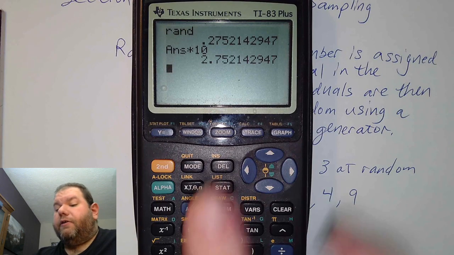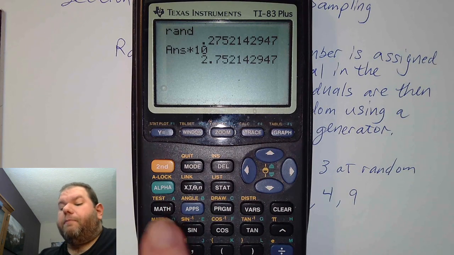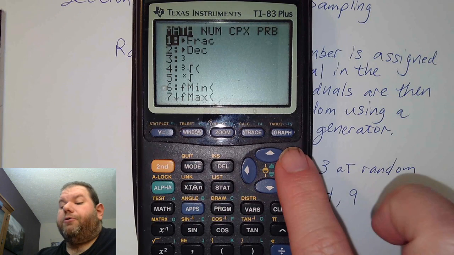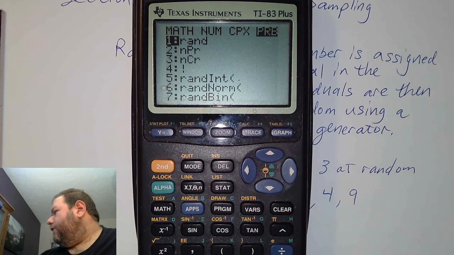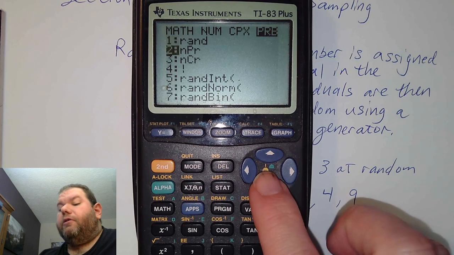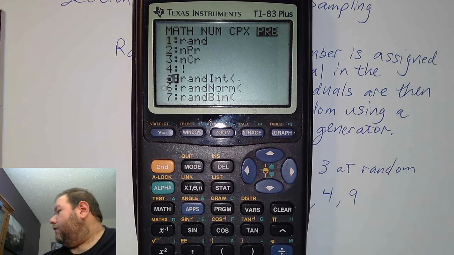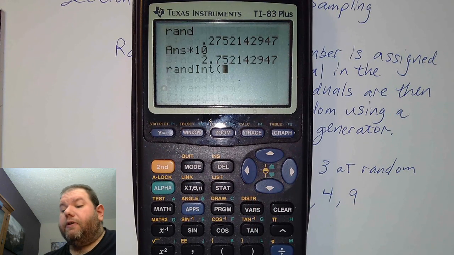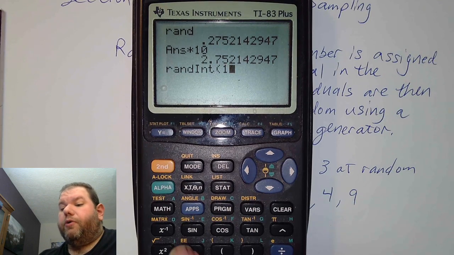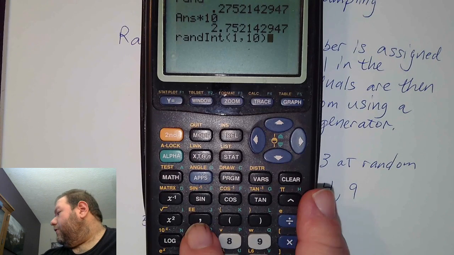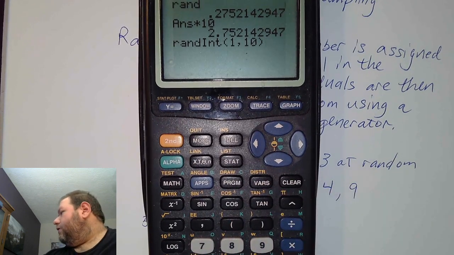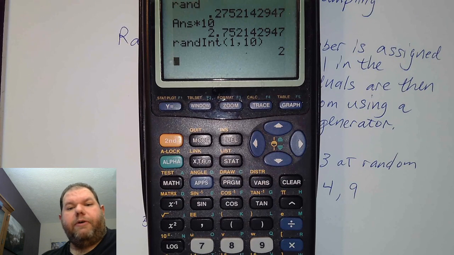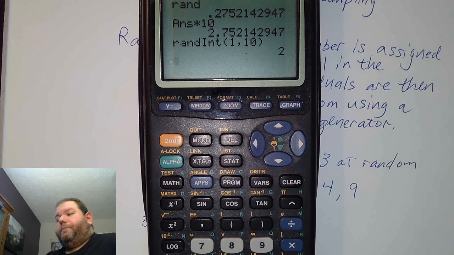So once again, on the 83s, we press math, arrow over to probability, and random is the first option there. Now we could go down to random int, random integer in this case, and we want a number from 1 to 10. The comma here is much easier to get to, and it gives us our result that way, so it just gives us a 2.